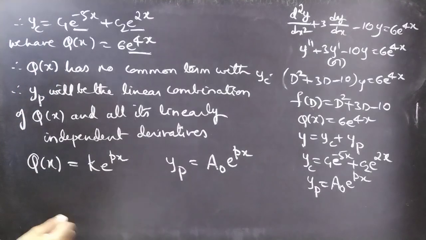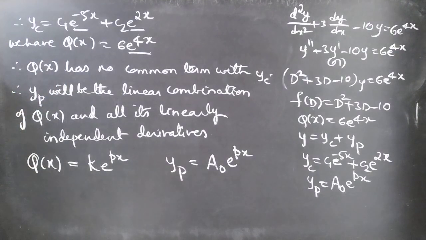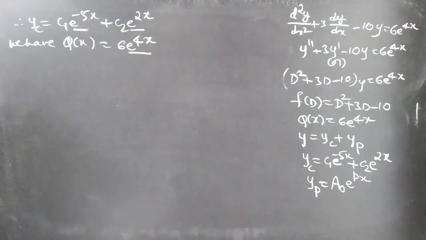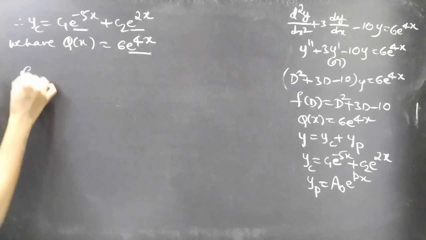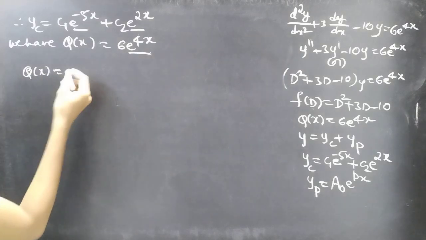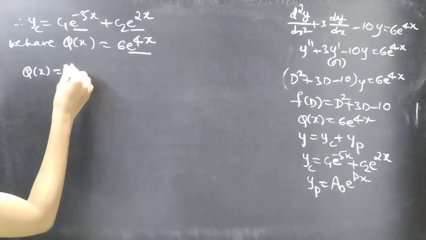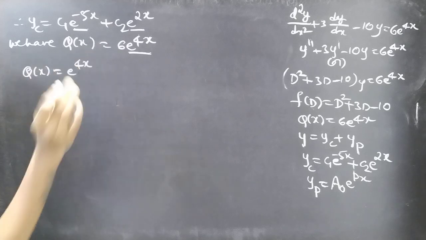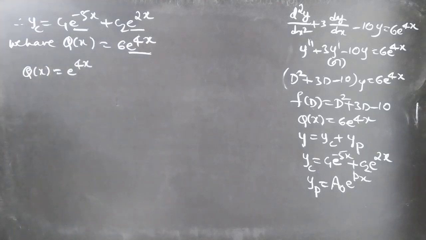But suppose you forgot the formula, then you'll find trouble finding yp in exams, right? So for that purpose, we'll see how to find yp using q of x by comparing with yc. Well, we have compared the terms of yc and q of x and we came to know that no term is common. Now, take q of x, just take the function of x, neglecting the constant coefficient 6.